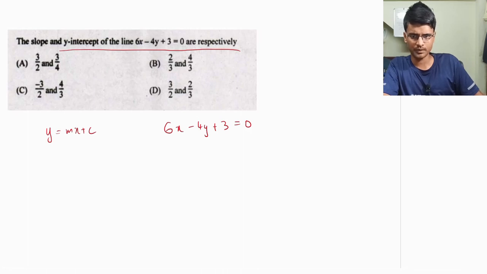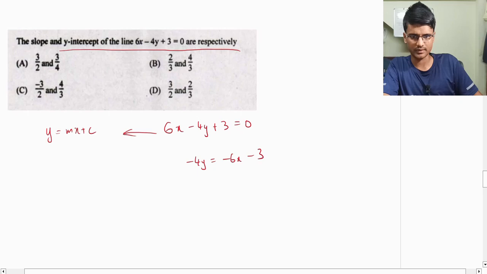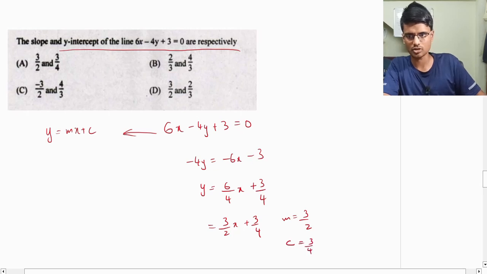Okay, so I'll just make it in this form: minus 4y minus 6x minus 3, so y is equal to 6 by 4x plus 3 by 4. If I simplify, 3 by 2x plus 3 by 4. So my slope is 3 by 2 and my intercept is 3 by 4. So the correct answer is option A. Easy. Okay, very easy. Moving on.